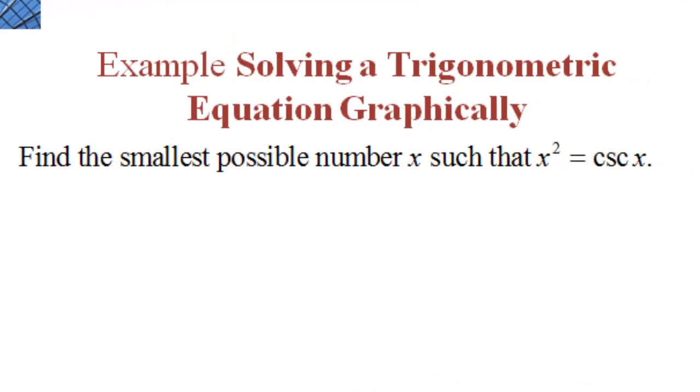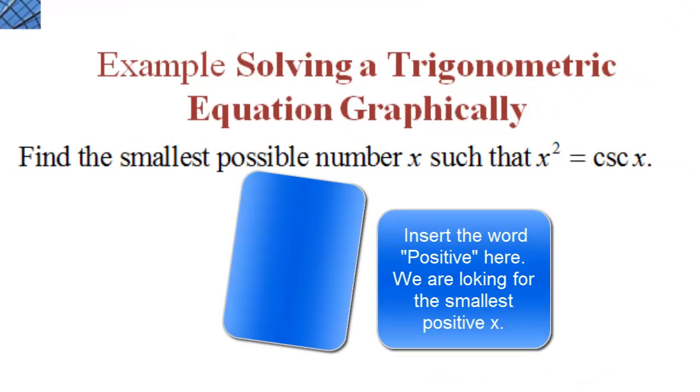Let's look at solving a trigonometric equation graphically. If we want to find the smallest possible number, x, such that x squared equals cosecant x, let's pull out the calculators and talk a little bit about graphing a trigonometric function.